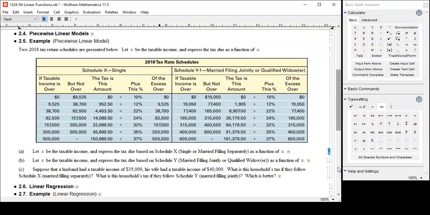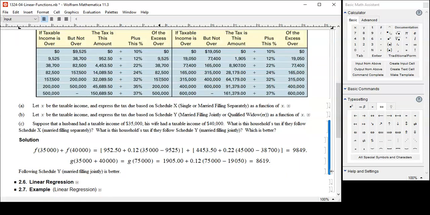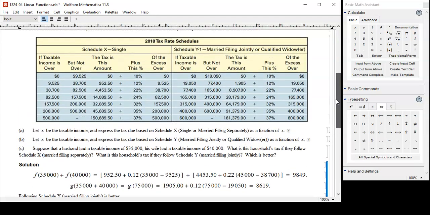Just do your computation and then you can compare. It turns out you pay more if you file tax separately. Yeah, that's usual. I mean, married filing jointly is better. That's supposed to be better as a matter of fact. But there may be some exceptions.